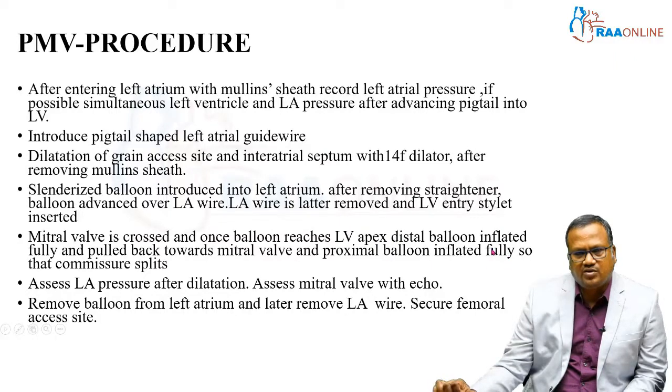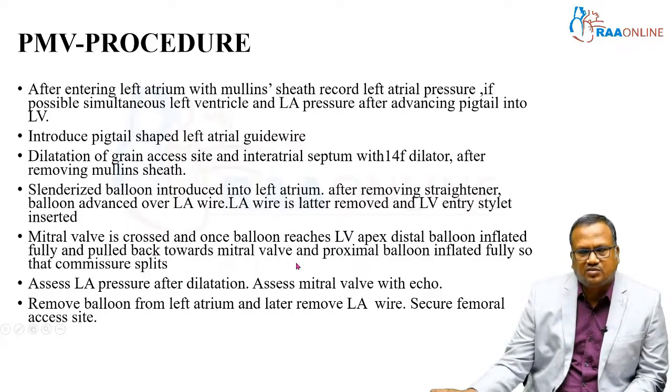Fast inflation is the very key. So inflate fast and fully so that the commissure splits. The main purpose of doing this BMV is to split the commissure, because the pathology in rheumatic heart disease is commissural fusion.